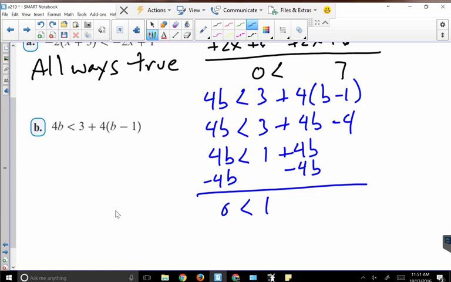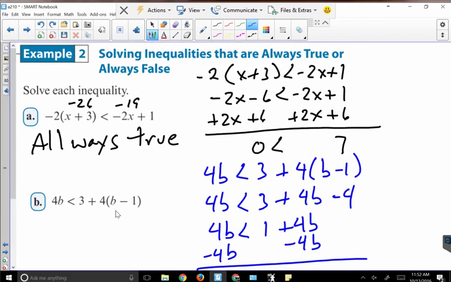Now, what would happen if this didn't work out this way? What happens if I got something that was definitely false? Would it always be false? If I do this and get something that's always true, it's always true. If I do the algebra and I get something that is not true, it's always not true. Okay. So it's not that big of a deal, but it's something that you need to be aware of. If you get things like this, where variables disappeared, it's always true. So that one's always true as well.